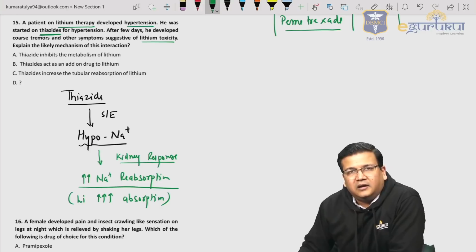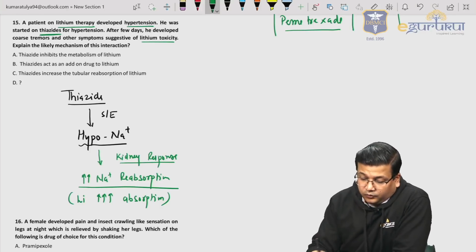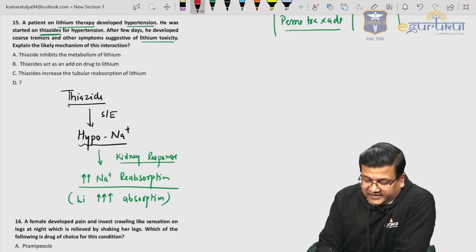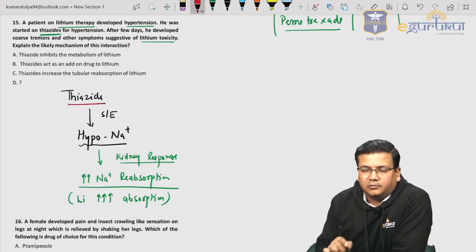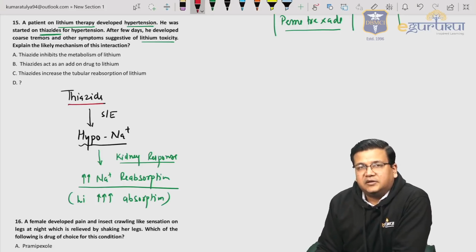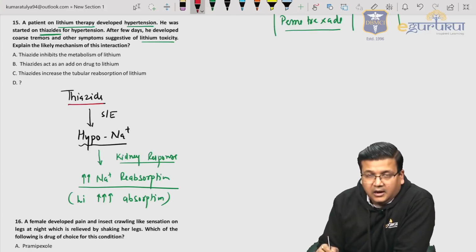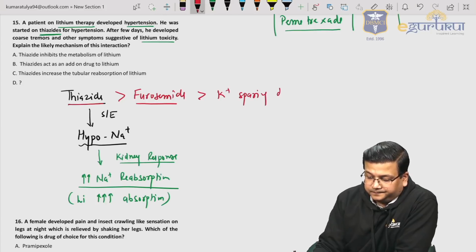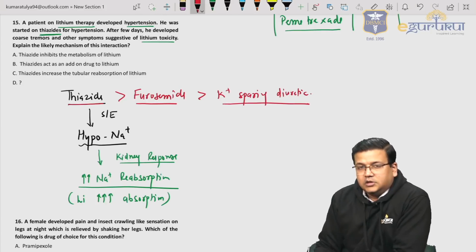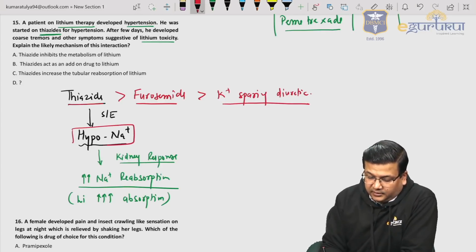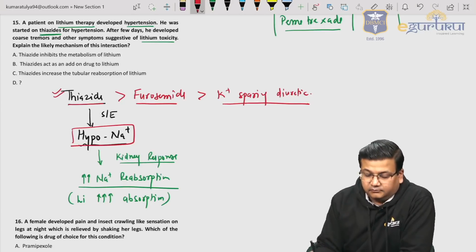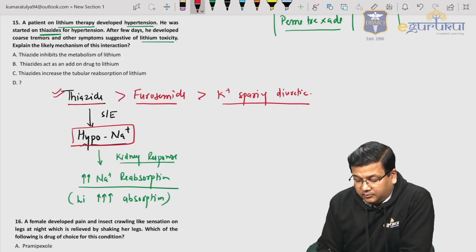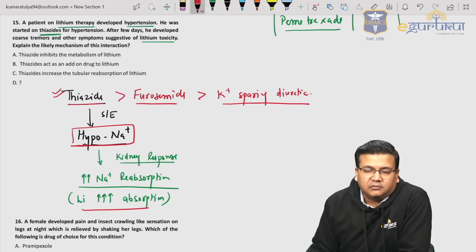So this is a pretty standard and highly repeated question. What we need to also remember here is that thiazides are the diuretic that most commonly cause this interaction with lithium. So thiazide and lithium should never be combined. But thiazides are not the only one. They cause it more than furosemide, which causes it more than potassium sparing diuretics. So the important thing to remember here is the hyponatremia. Hyponatremia is maximum with thiazide, more with thiazide than furosemide, and the more hyponatremia we have, the more lithium reabsorption and more lithium toxicity will happen.